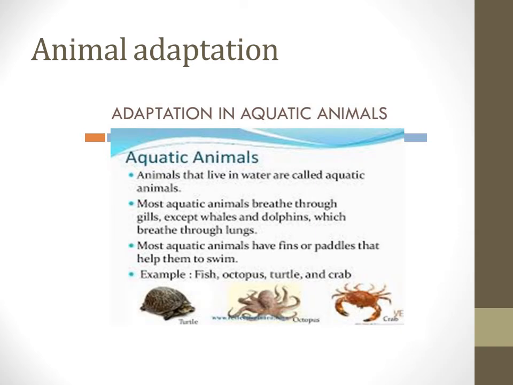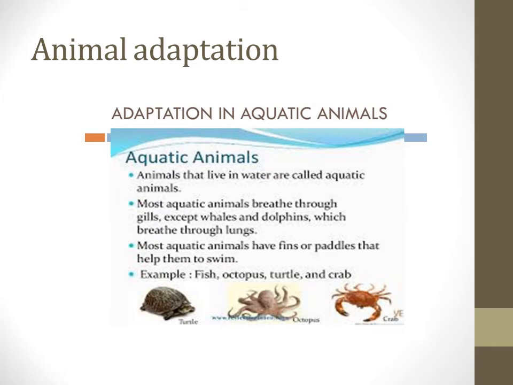Now, aquatic animals. We know what are aquatic animals. There are many aquatic animals we know. Animals that live in water. But there are also animals which can live both in water and on land. Now, these aquatic animals have certain specific requirements.